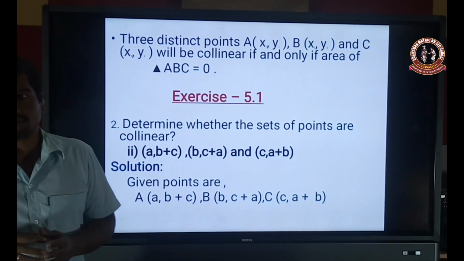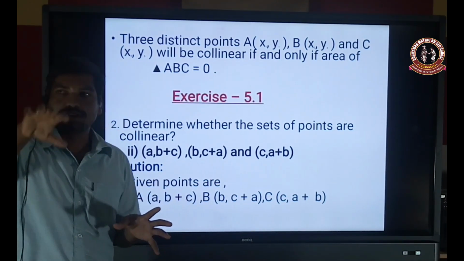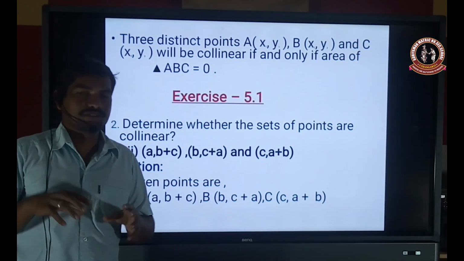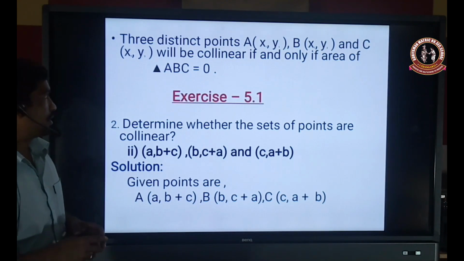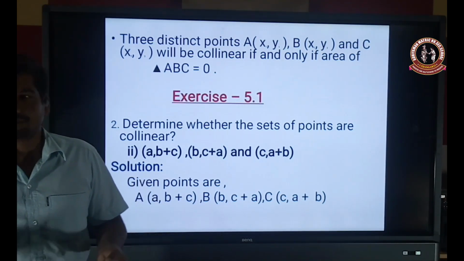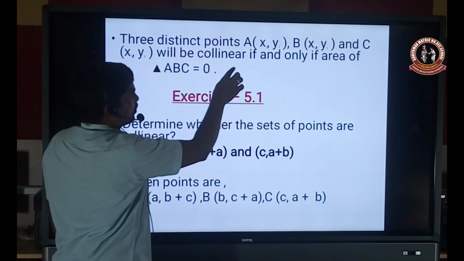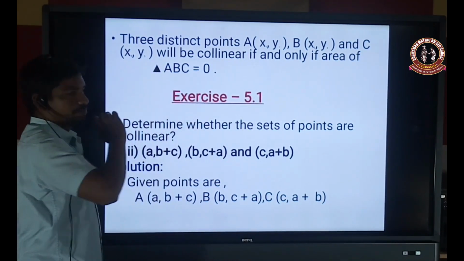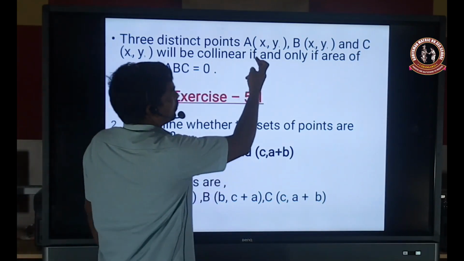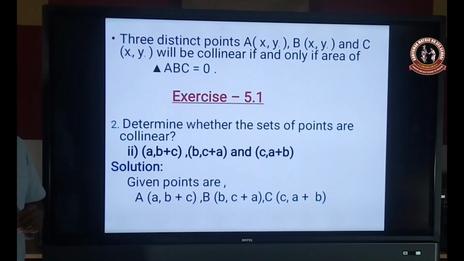Collinear means, if you take any 3 points, you can plot them on a coordinate axis. If they are in different places, we get a triangle with some area. But if the 3 points lie on the same line, no triangle is formed, so the area of the triangle becomes 0. That's why if 3 points are collinear, the area of triangle ABC equals 0, because no triangle is formed by these 3 points.